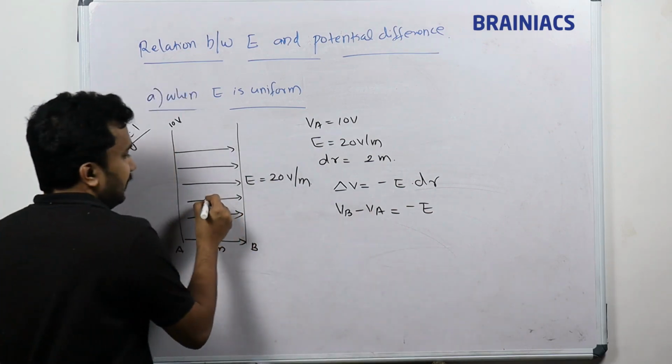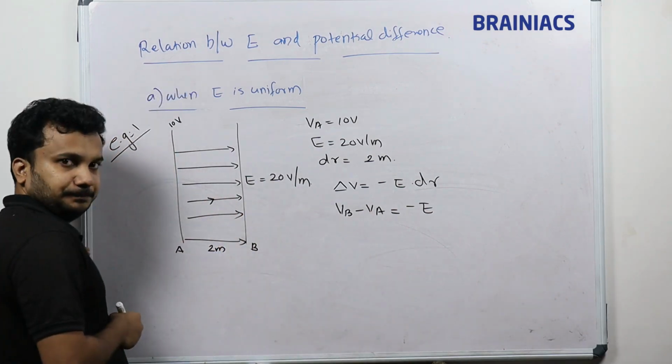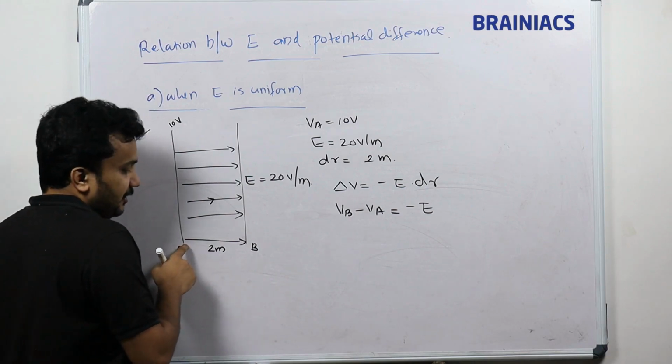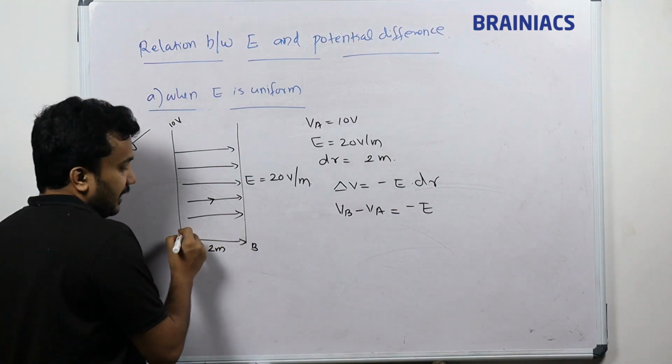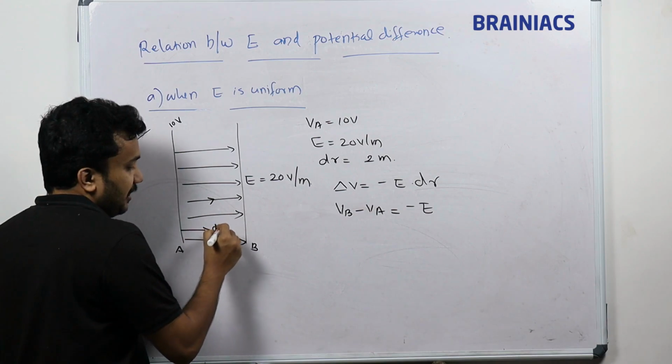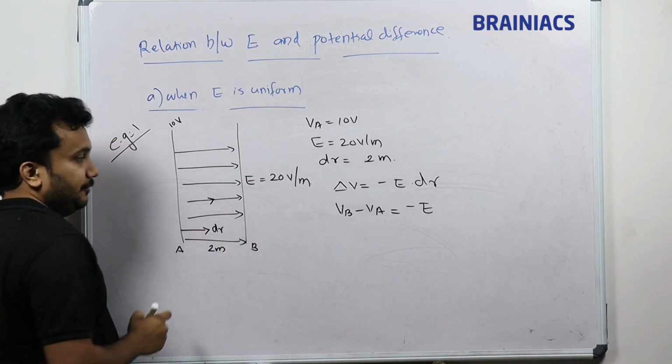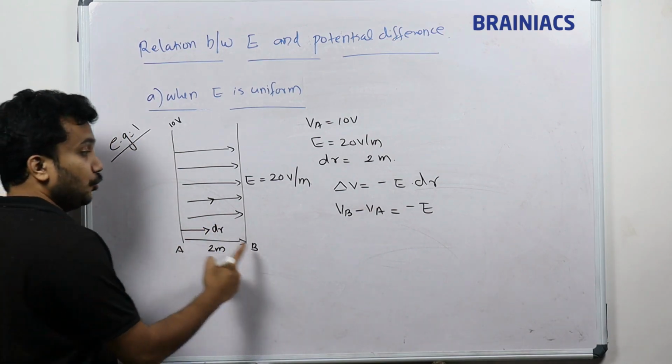Minus E. Electric field is in this direction. Okay, so our distances from A to B. So A to B is like this. We are moving from A to B.